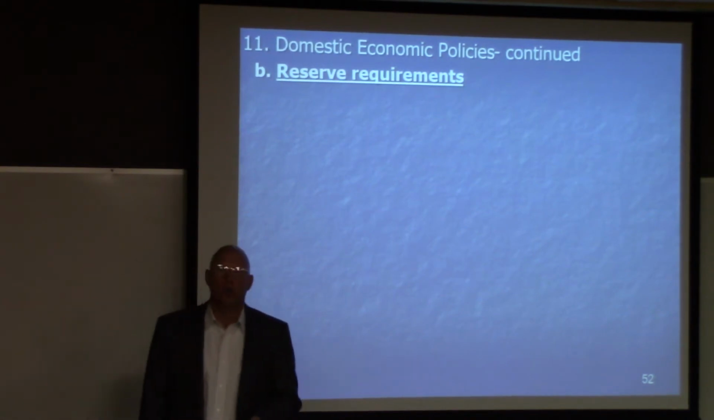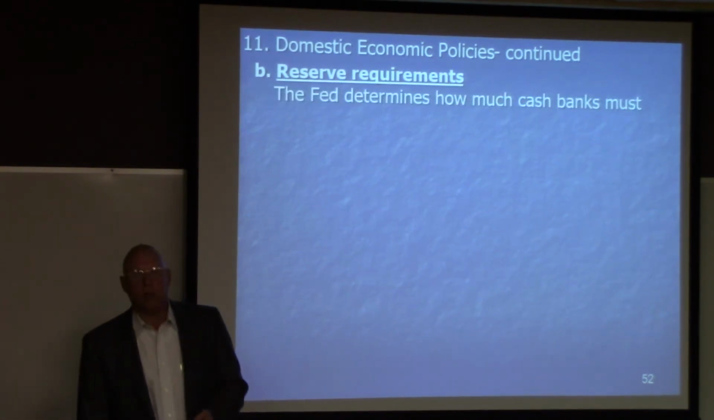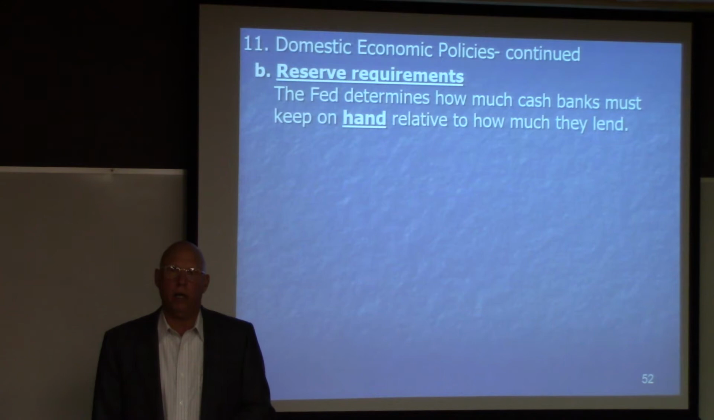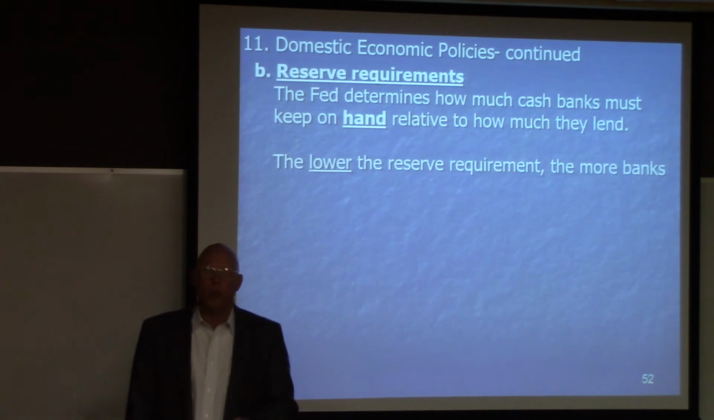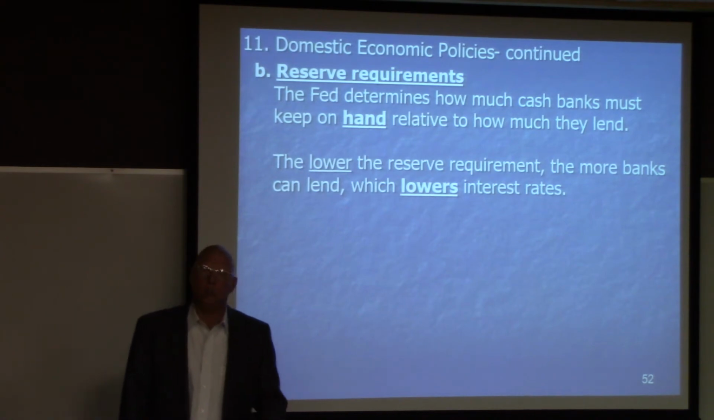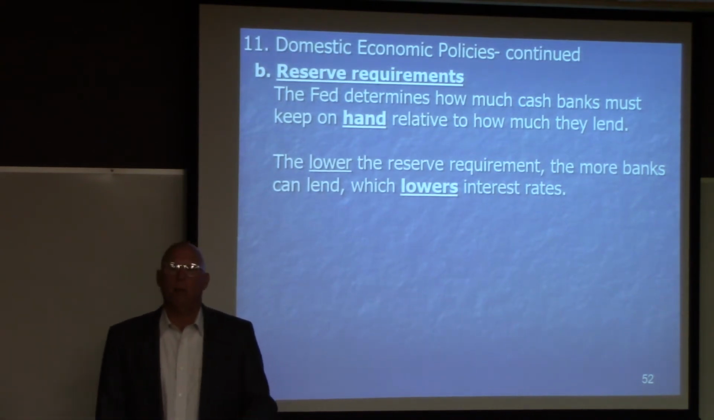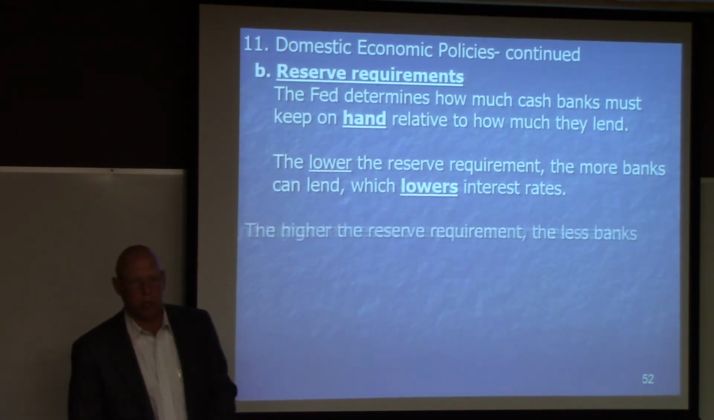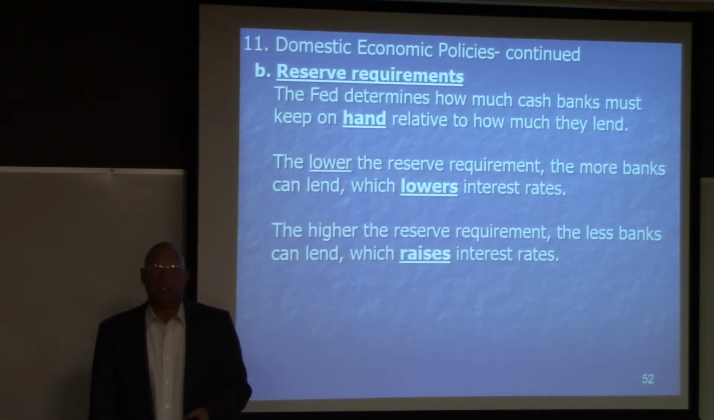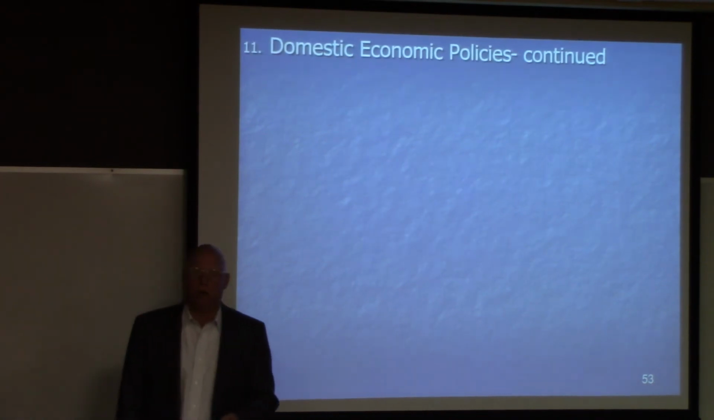Second, they have reserve requirements, okay? The Fed determines how much cash banks must keep on hand relative to how much they lend. The Federal Reserve tells banks how much they have to keep in their vaults and in their system. Okay? The lower the reserve requirement, the more banks can lend, which lowers interest rates. Lowering reserve requirements enables banks to loan more and hold back less, and that causes interest rates to go down. The higher the reserve requirement, the less banks can lend, which raises interest rates. So what is the Fed telling these banks in terms of how much they have to hold in reserve?